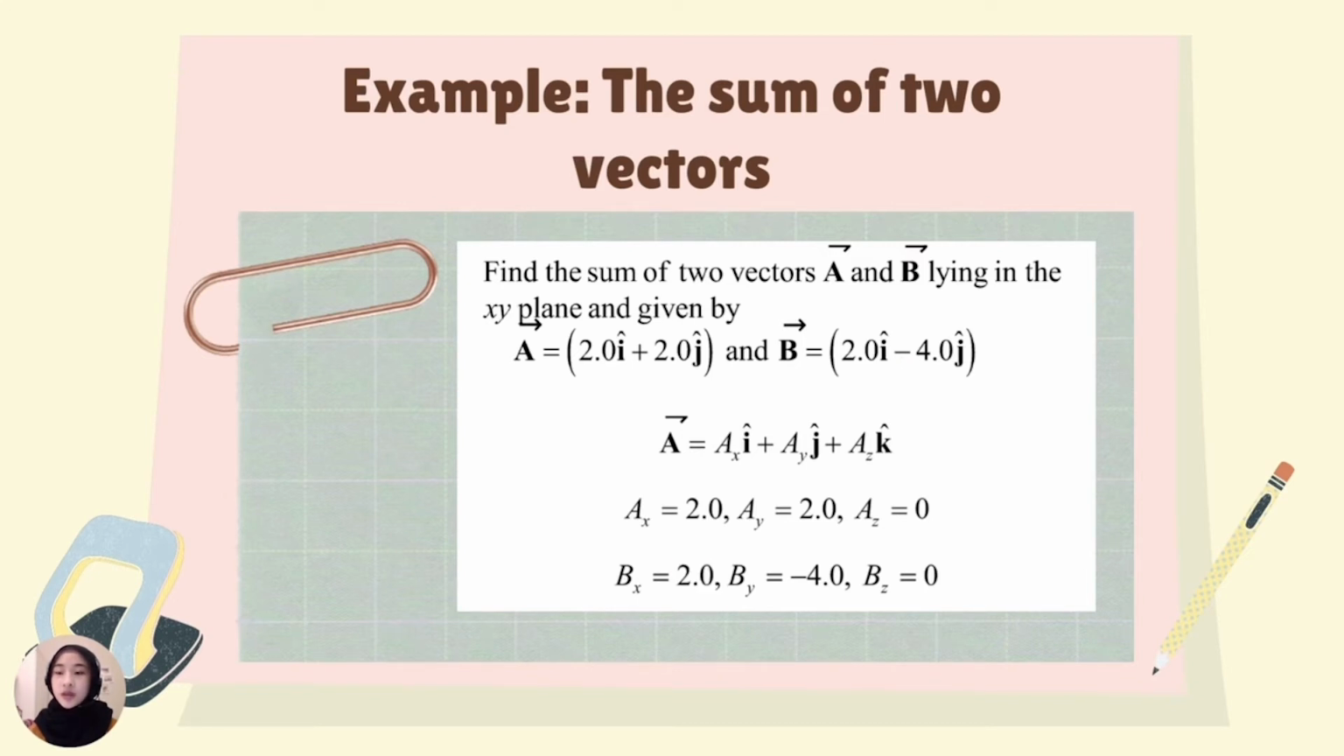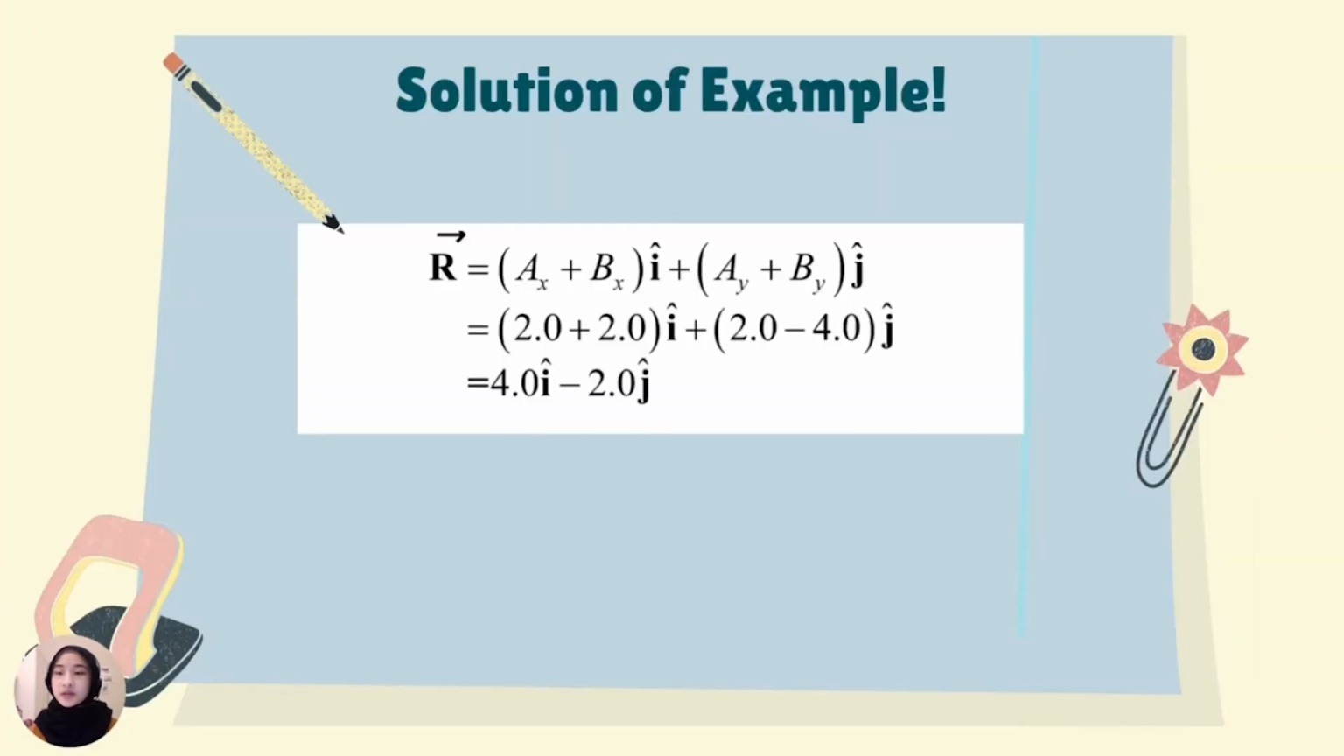AX is 2 and AY is 2. AZ is excluded because it's only two-dimensional. BX is 2, BY is -4, BZ is 0. So this is the solution.